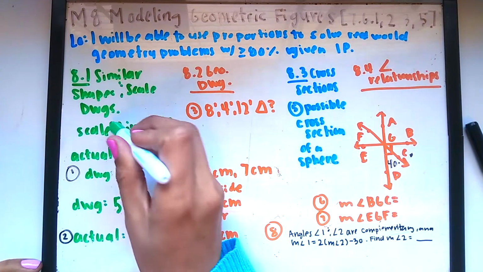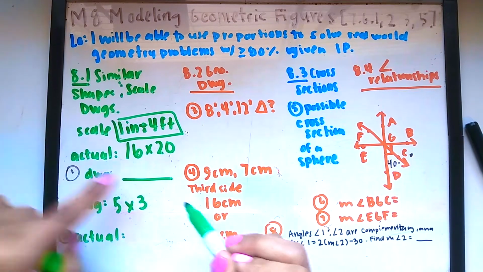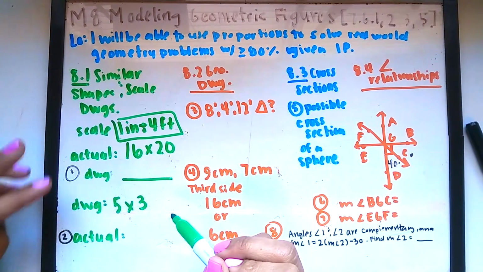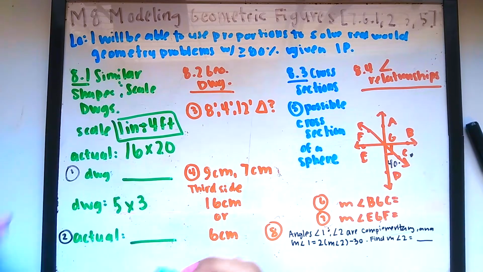Using the same scale right here, you're gonna find the drawing size for the actual, which is 16 by 20, and then for the drawing, if it's 5 by 3 inches, what is the actual size of that? Okay, let's go to geometric drawings.